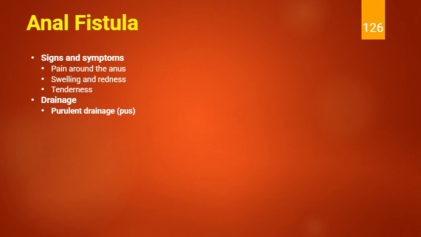Patients with anorectal abscesses or fistulas often experience significant discomfort. Common symptoms include pain around the anus, swelling, redness, and tenderness. Another common sign is purulent drainage, which is thick, pus-like fluid draining from an opening in the skin near the anus.